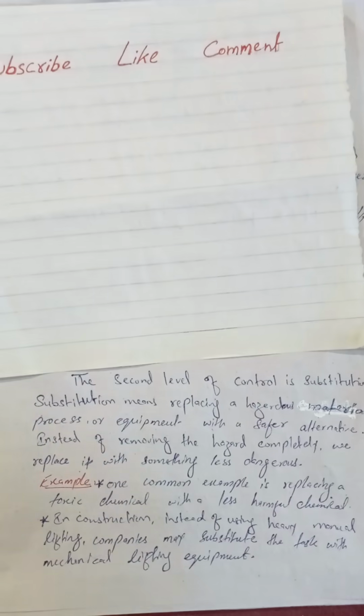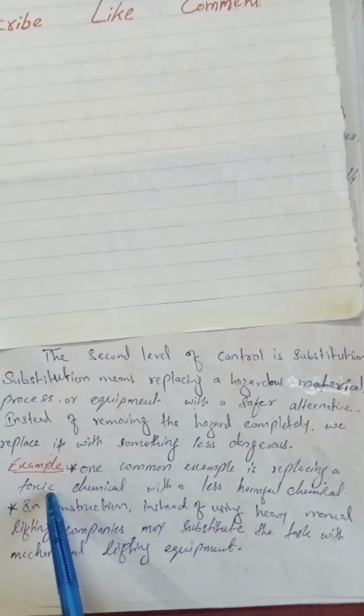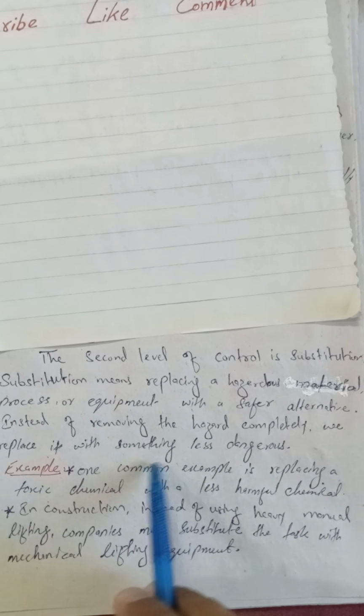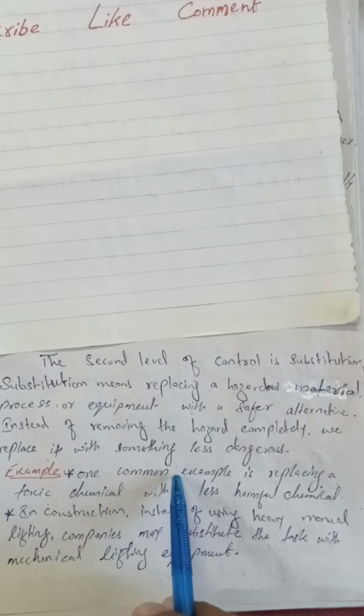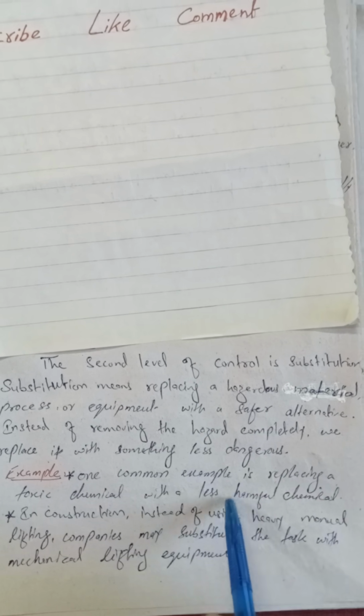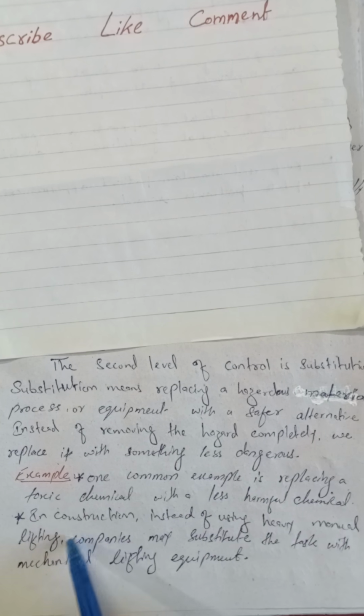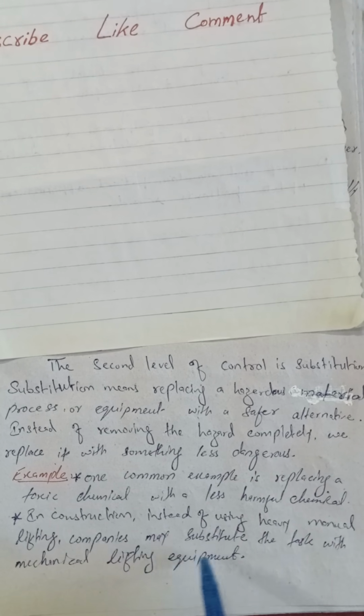For example, one common example is replacing a toxic chemical with a less harmful chemical. Mostly in chemical industries, if another chemical is available that we can use, we will use the less harmful chemical. A second example is in a construction site: instead of heavy manual lifting, companies may substitute the task with mechanical lifting equipment.